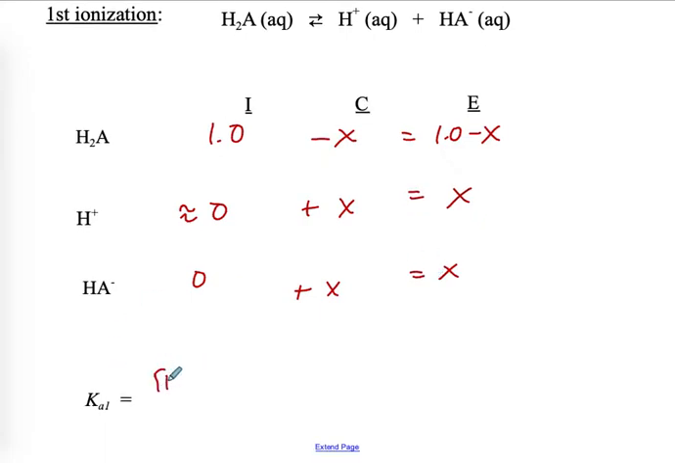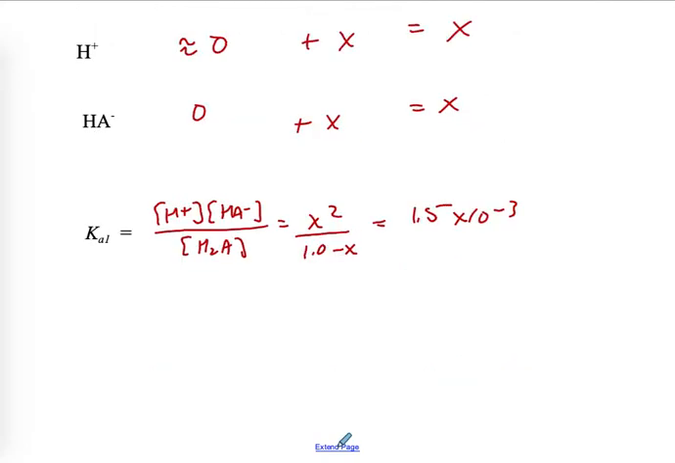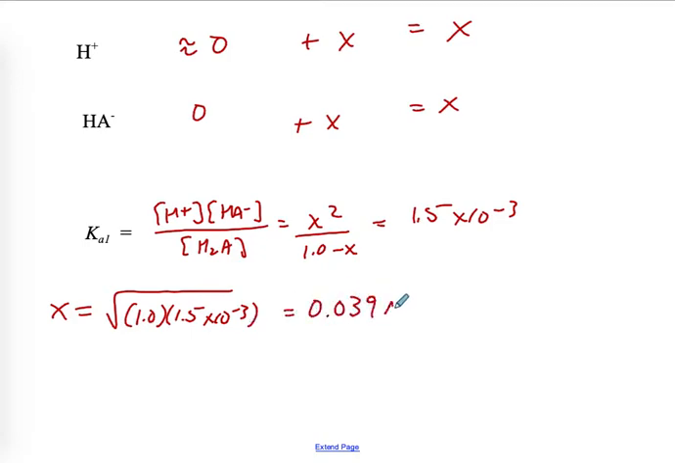Ka1 is equal to [H+][HA-] over [H2A], equals x squared over 1.0 minus x, equals 1.5 times 10 to the negative third. I'll make the simplifying approximation that x is much smaller than 1 molar, and that gives me x equals the square root of 1.0 times 1.5 times 10 to the negative third, which is equal to 0.039 moles per liter, the hydrogen ion concentration from the first ionization, as well as the equilibrium concentration of HA-.